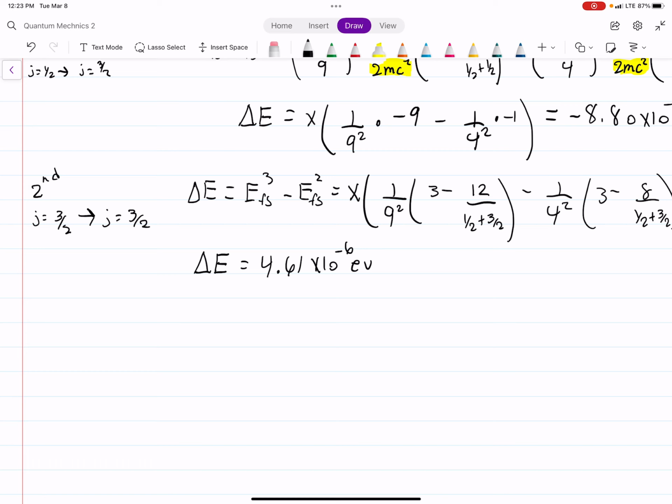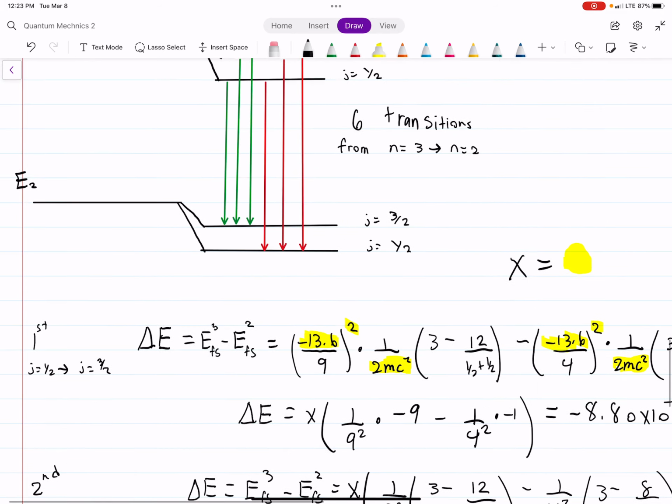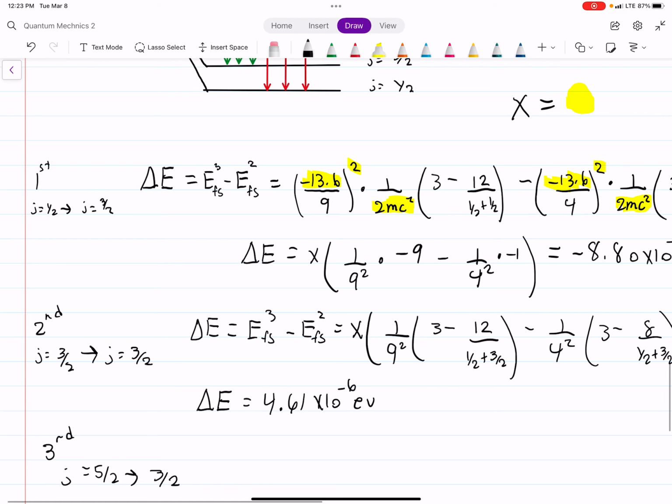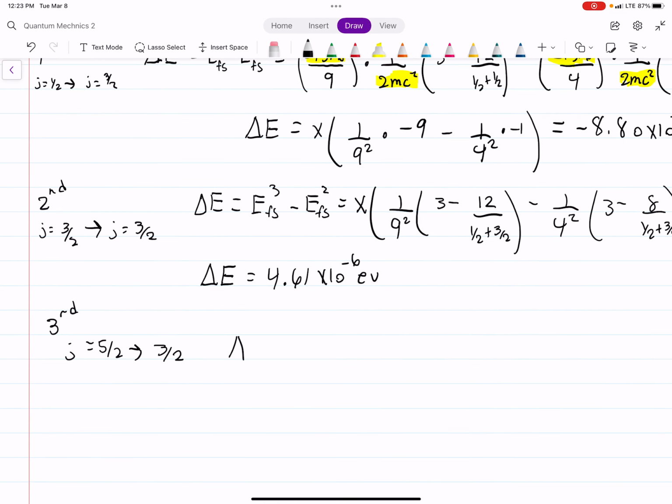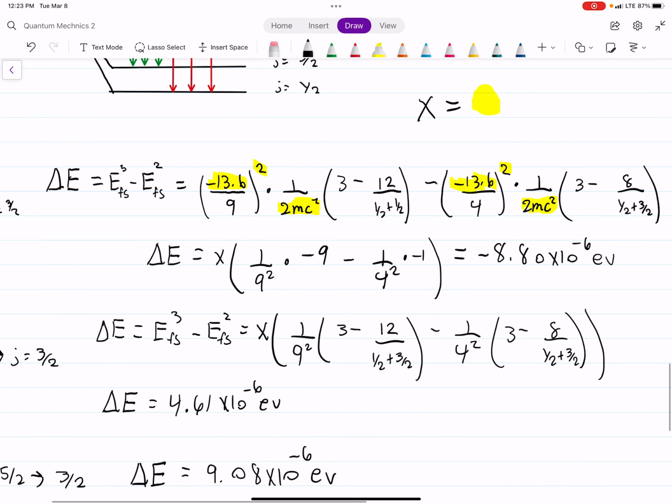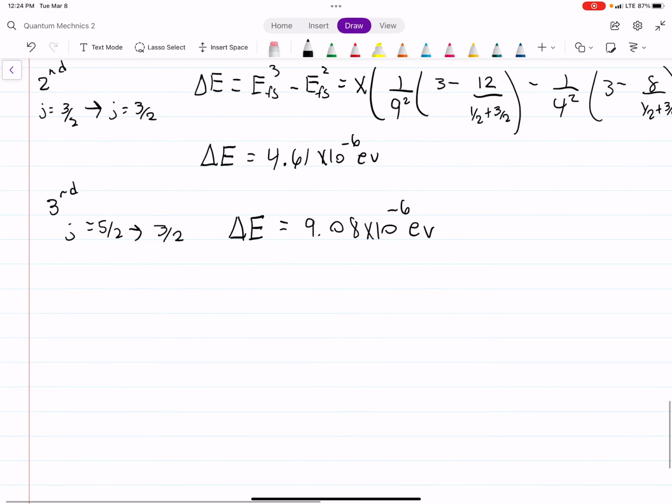And you just kind of keep going through all 6 of these. I don't know if I'm going to go through all of them, but I think you guys kind of get the picture. So in this one, J goes from 5/2 to 3/2. So this is the last green one. Again, you're just plugging into that equation, so I'm going to just tell you what delta E is. If you plug these values in, you should get 9.08 times 10 to the negative 6 electron volts. I hope you guys are all right with that. You're basically just plugging into this big equation, so the calculator should do it for us.